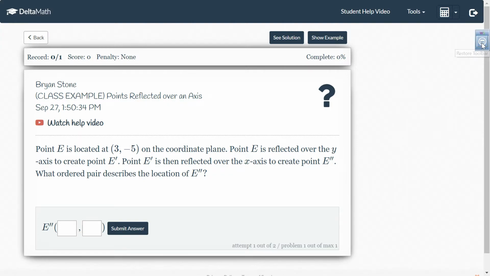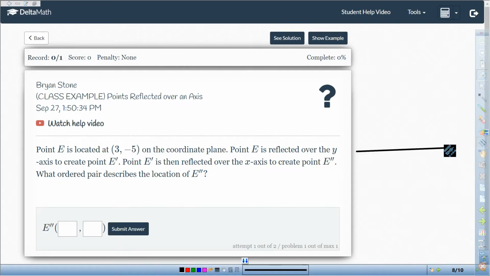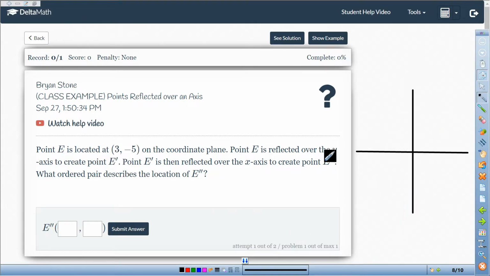The easiest way to do these problems, draw yourself a graph. Off to the side, just real quick, draw yourself an x-axis, draw yourself a y-axis. I'm just going to do like 5 units in each direction. So 1, 2, 3, 4, 5, in each direction. Okay, so E is at (3, -5). So that's starting in the center, positive 3 on the x, down to -5 on the y. So here is my original coordinate.